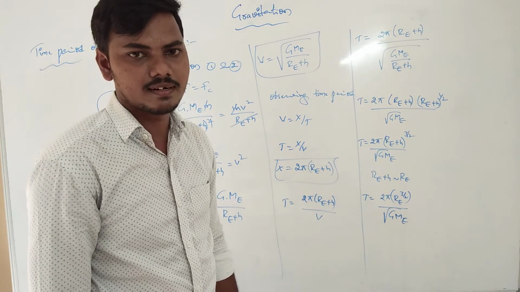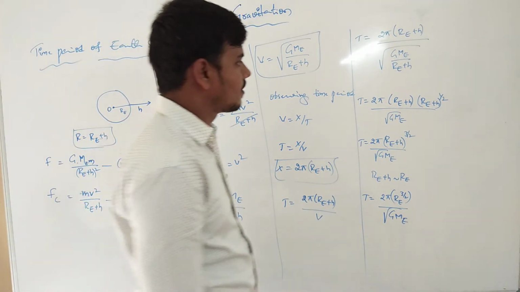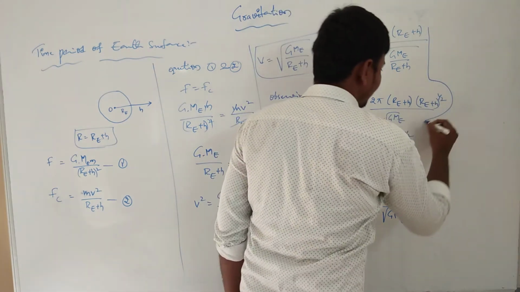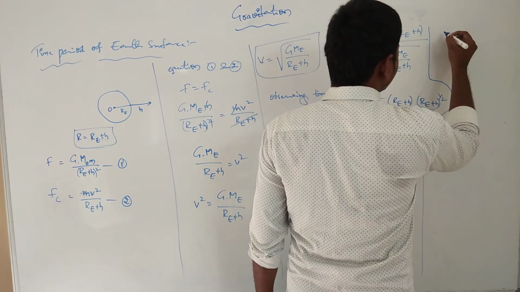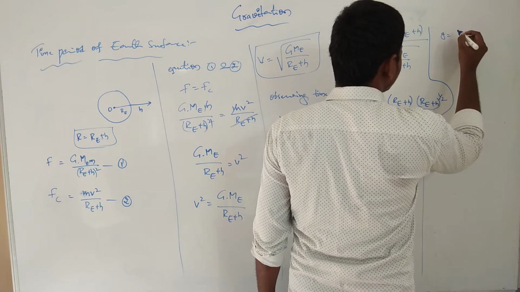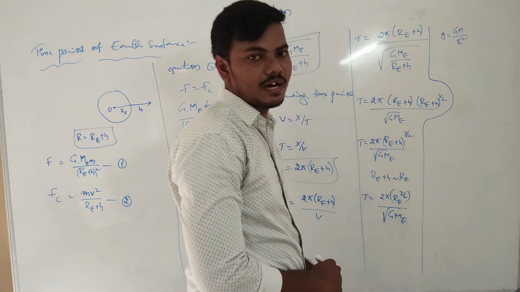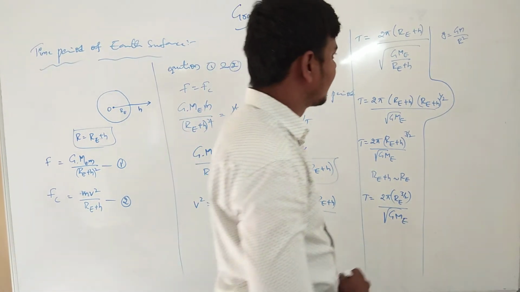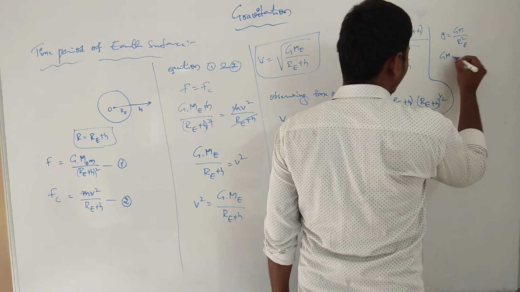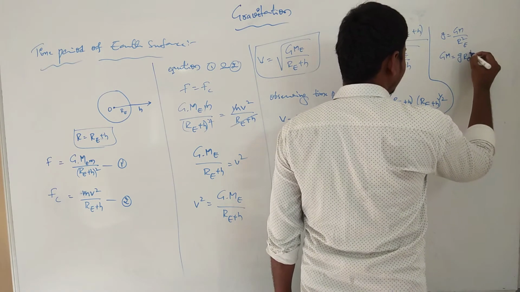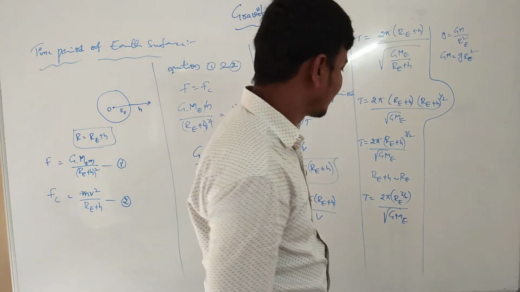Is it clear? Now what is G M_E? We know g is equal to G M by R square, as in the previous one, where this is R_E square. Now G M is equal to small g R_E square. So G M_E is equal to g R_E square. This equation will be continued.